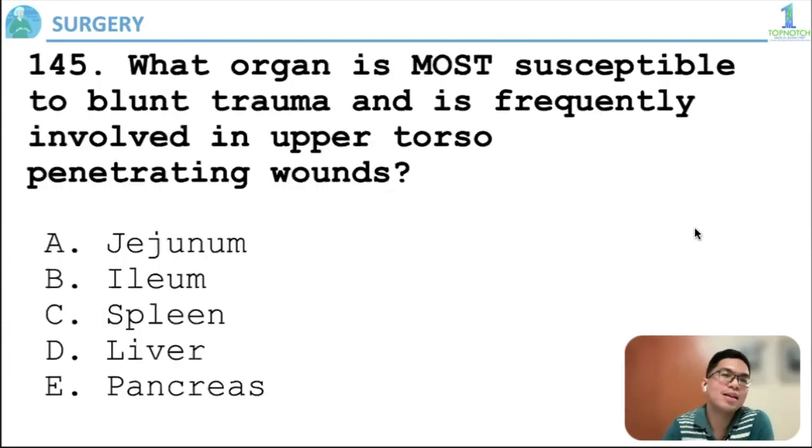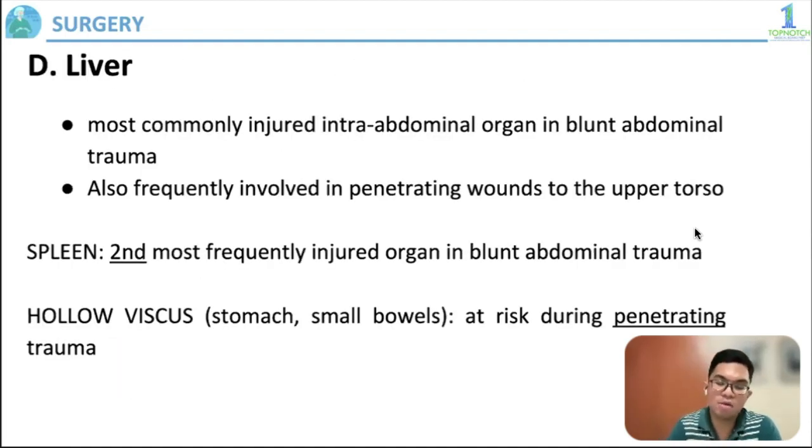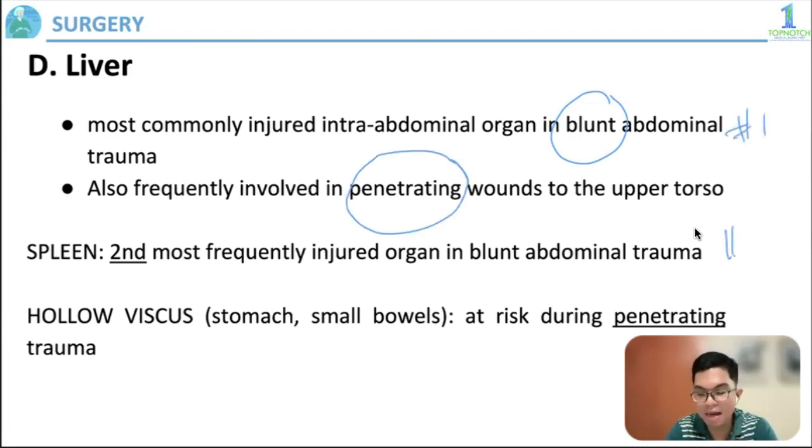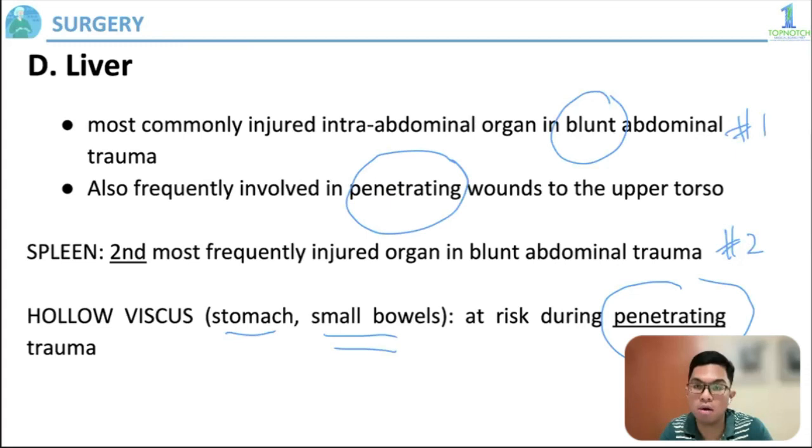Okay? So 5th question, most susceptible organ to blunt trauma, and is also involved in upper torso penetrating wounds. That's your liver. So the liver is the most commonly injured intra-abdominal organ during blunt abdominal trauma. And because it's also a large organ, it's also involved in penetrating wounds. So if liver is number 1 sa blunt, yung spleen naman is number 2. Yung hollow viscus naman, like the stomach, small bowels, they're more at risk during penetrating trauma kasi mataas yung surface area nila. So penetrating, increased surface area ng mga organs yung affected. So small bowel, liver, colon.